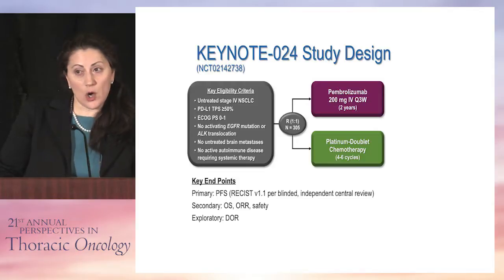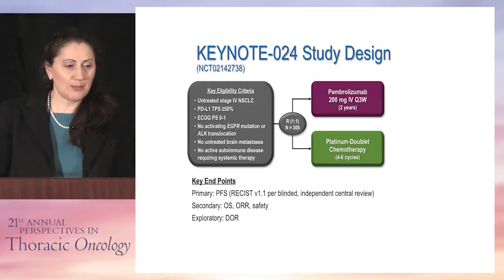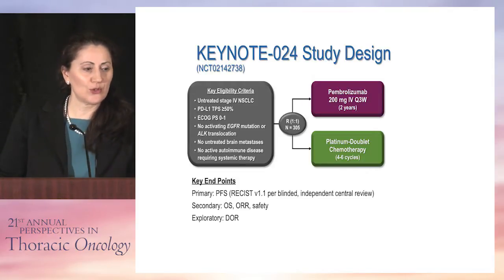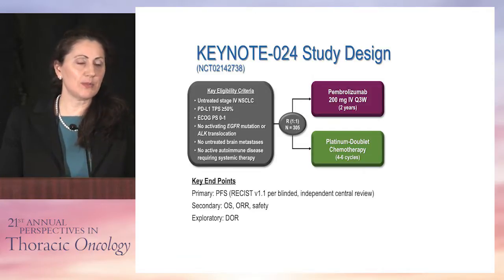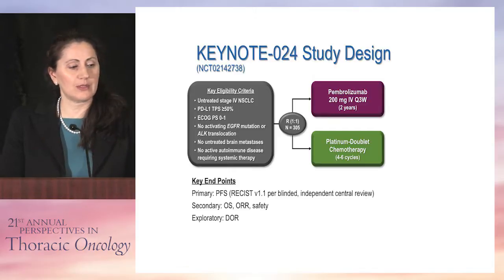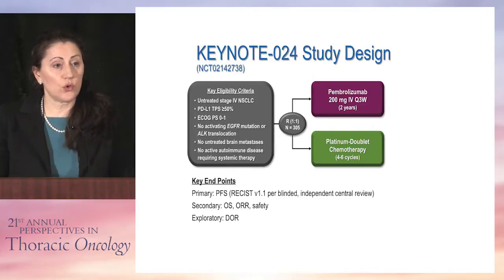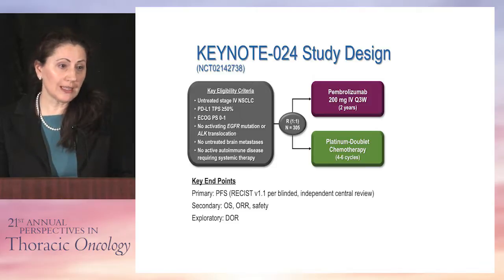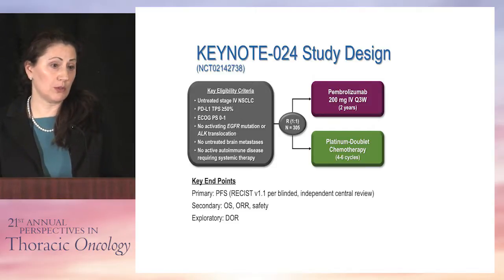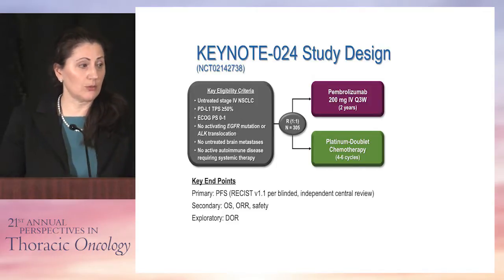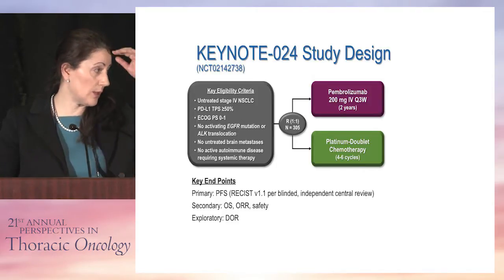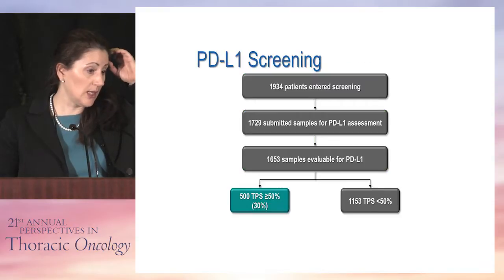The diametric opposite result, from disappointment to great enthusiasm, was the Keynote 024 study, and the key eligibility criteria obviously played a big role in the success of this study. Patients were eligible only if they had PD-L1 expression of more than 50% in their tumor, and there was again a clean randomization between standard pembrolizumab schedule and chemotherapy.